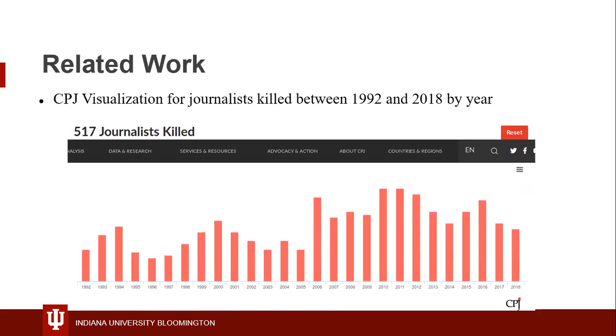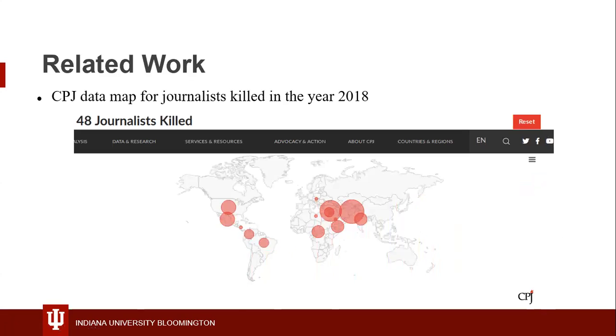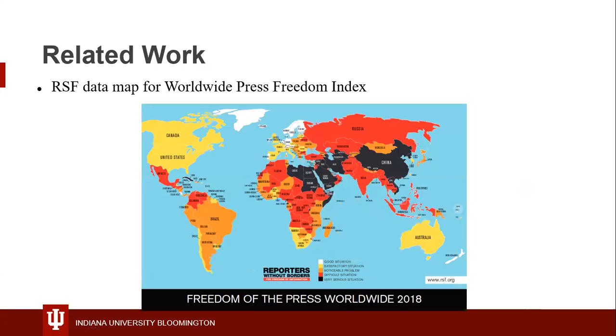Some of the related work can be found on the CPJ website. Here we can see a bar chart that contains the number of deaths through the years. They also have a map that shows with circles the number of deaths. We thought that we can improve this map because the circles cannot be easily distinguished between countries. This data map shows the importance of freedom of speech, which is a big issue in the Middle East.